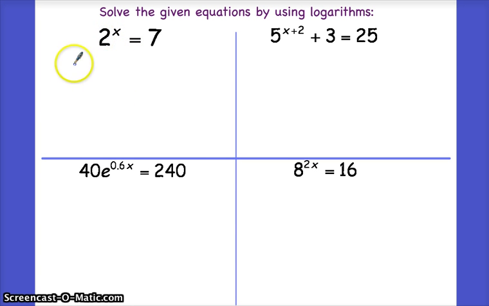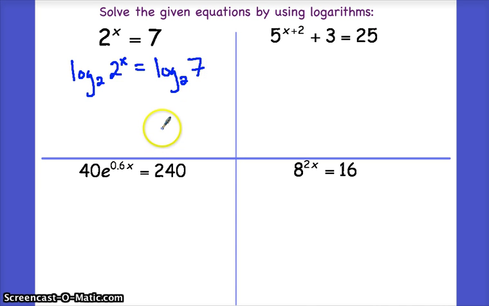So since I need to cancel a base 2, I'm going to use a log base 2 of 2 to the x. So take a log base 2 of 7 over here on the right. Again, log base 2 of 2 cancels away. You end up with just x on the left. And if we can find a log base 2 of 7, depending on what kind of calculator you have, you could use a change of base formula.